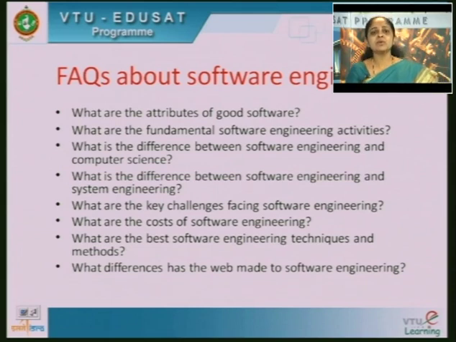Then, what are the fundamental software engineering activities? What are the major activities involved in developing any kind of software? What is the difference between software engineering and computer science? Somebody might ask you this question going forward. What is the difference between software engineering and system engineering? You must have heard of both of these terms, but you wouldn't have thought that there is a difference. So, you should know what the difference between software engineering and system engineering is.